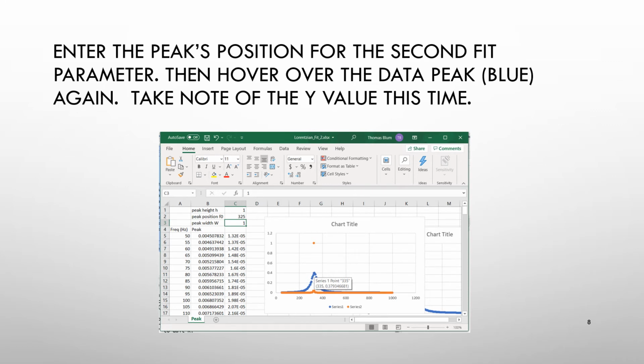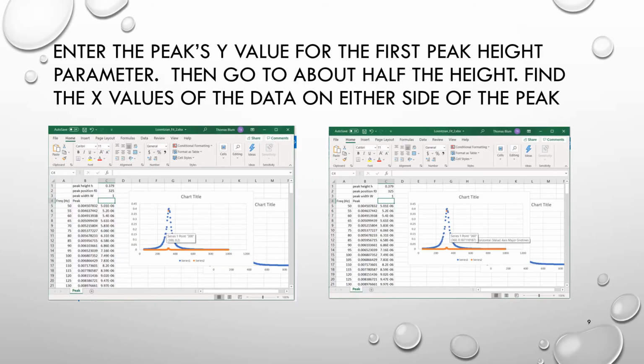So next we're going to go after our next parameter, which is the height. So once again we're going to hover over the peak in the blue, the data, and this time we're going to notice the Y. The Y is about 0.379, so we're going to take note of that this time. So now we see that lone orange dot near the peak of the blue. So now they are peaking about at the same frequency and have roughly the same height.